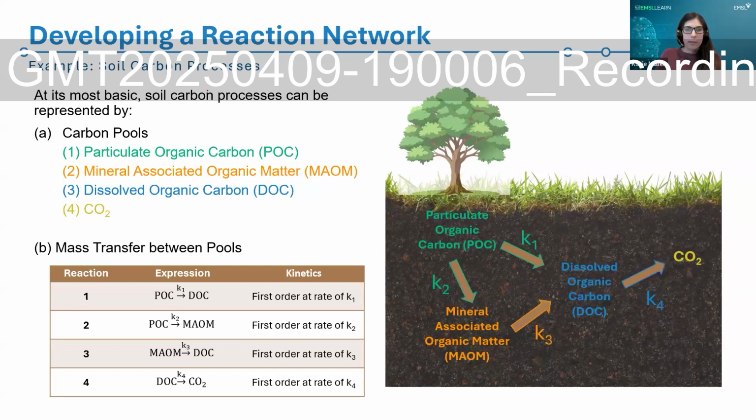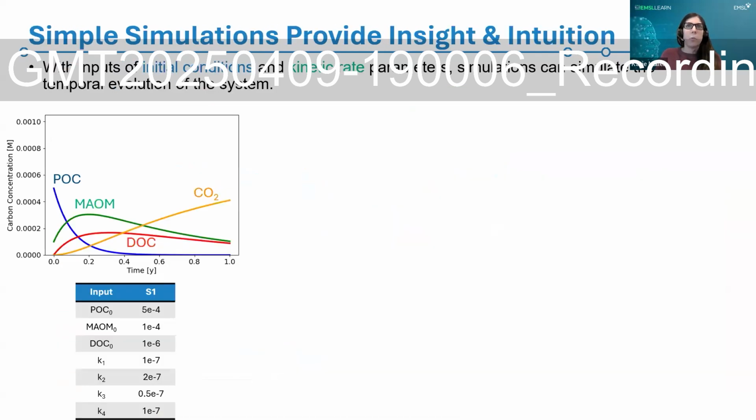So now that we have a simple model, if we put in initial concentrations for our various species of interest, as well as assigning representative kinetic rate parameters, even without data, we can run some simple informative simulations where we track the temporal evolution of all of our species. So for instance, this simulation can provide insight into how the mass transfers from POC over to mineral associated organic matter, DOC, and ultimately gets respired as CO2 over time.